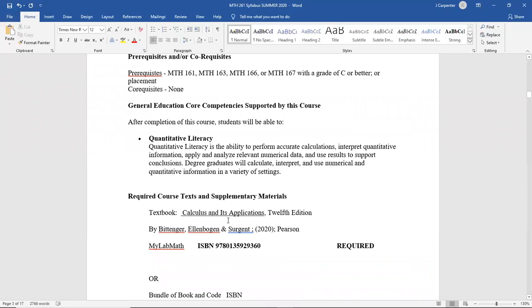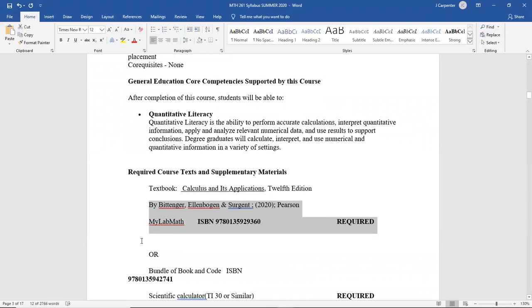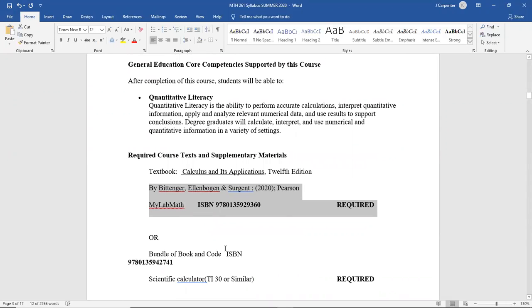Textbook, Calculus and its Application, 12th edition by Bittinger, Ellenbogen, and Surgent, 2020, Pearson. So this is a pretty new book. We use Mymathlab. Notice it only says required next to the Mymathlab part. There's also a bundle that you can buy the book and the code, or you can buy the code separately. You have to purchase the code.